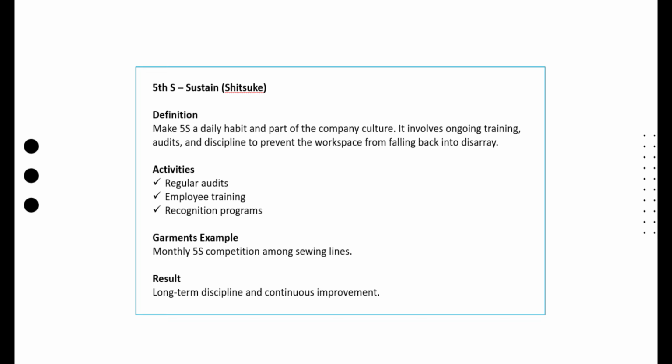Fifth is sustain or Shitsuke. Sustain means making 5S a habit and part of company culture. It requires discipline and continuous improvement. Activities include regular audits, employee training, and recognition programs. In garments factories, monthly 5S competitions are arranged among sewing lines. The result is long-term discipline and continuous improvement.